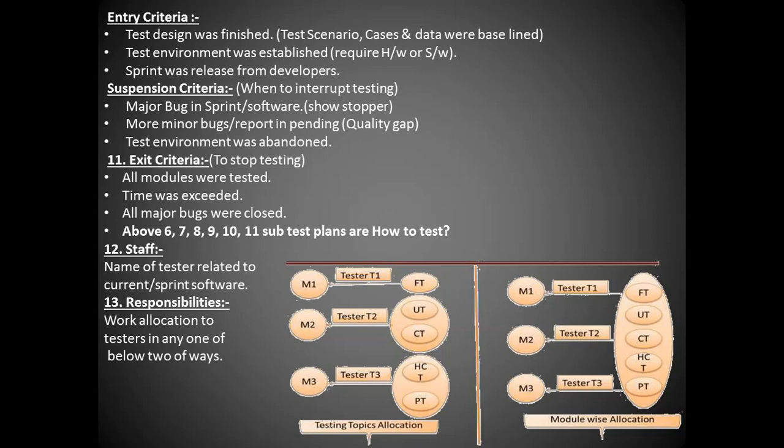Next one is the staff. Name of the testers related to current sprint or software. Responsibilities: work allocation to testers in any of the below ways itself. Here FT means functional testing, UT means usability testing.